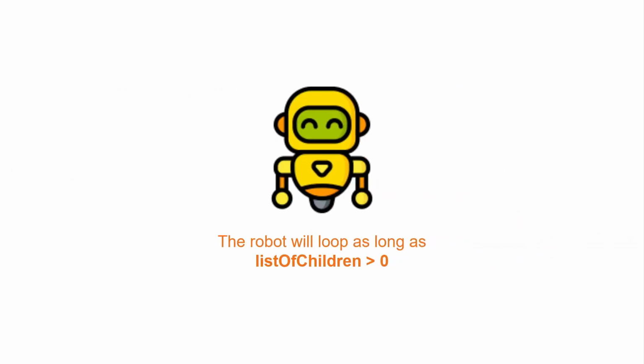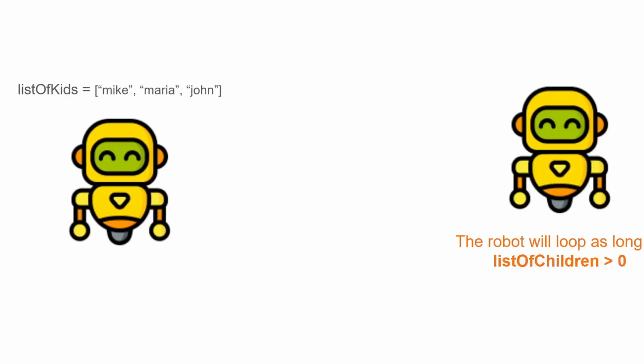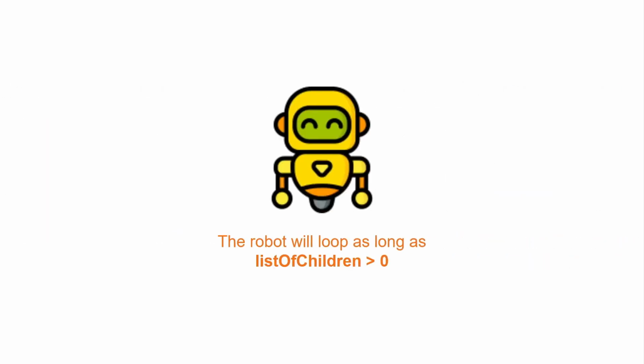Now, here is the condition. The robot will loop as long as the list of children is greater than 0. What do I mean by that? It means the robot will loop as long as the number of kids inside the list of children is greater than 0. It's 3, 2, 1, right? But once it gets to 0, you break the condition, which is logical. When you have 0 children, why should you loop? Because there is nobody there.